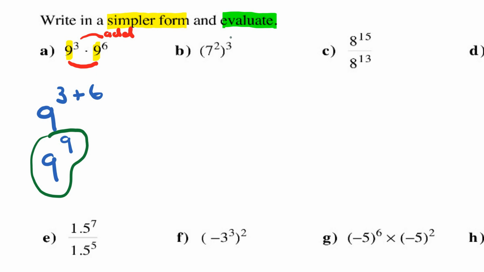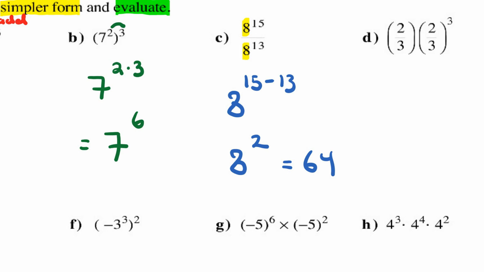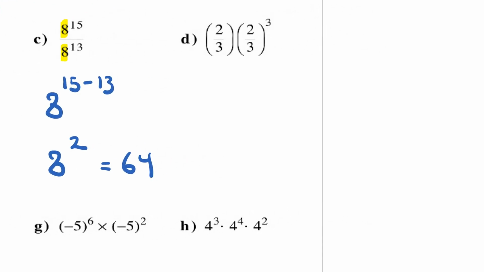For letter B, you just multiply the powers there. So 7 to the power of 2 times 3, and that's going to be 7 to the power of 6, and that's it. For letter C, if I'm dividing and if the bases are the same, right? If the bases are the same, what you're doing is you're subtracting the powers. So 8 to the 15 minus 13, and this would be 8 to the power of 2. 8 to the power of 2 is going to be 64. Okay, let's move on to the next one here.